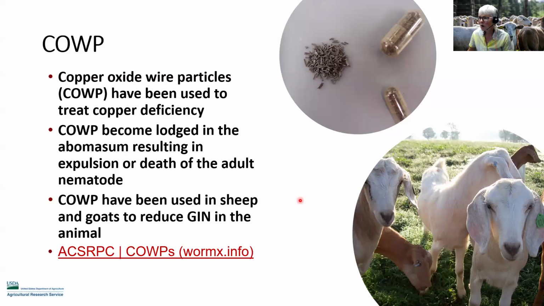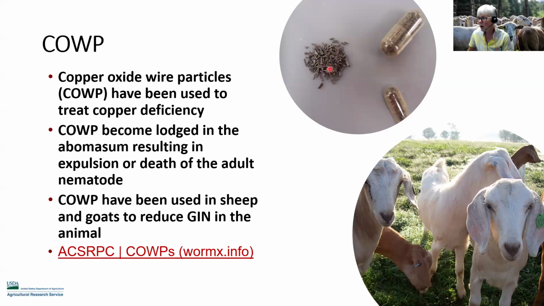So copper oxide wire particles, you might see it abbreviated as COWP. Copper oxide wire particles, it's really one of my favorite control methods for barber pole worm. By itself, it only targets barber pole worm. It doesn't target the others. And I'll talk about how we can use it to target others. So what is it?